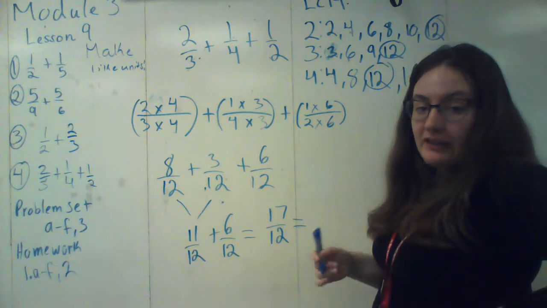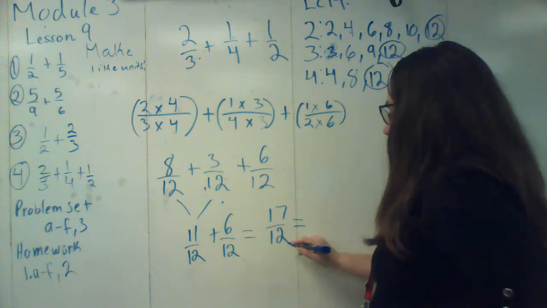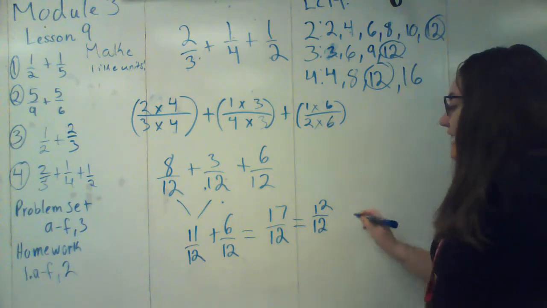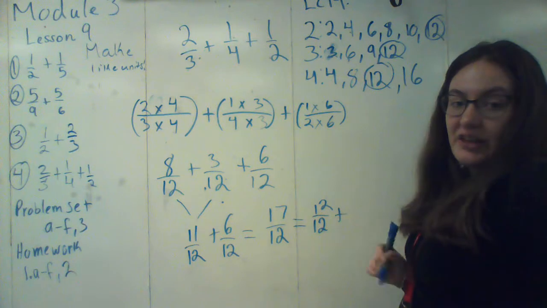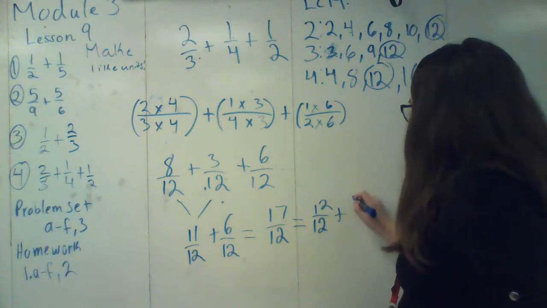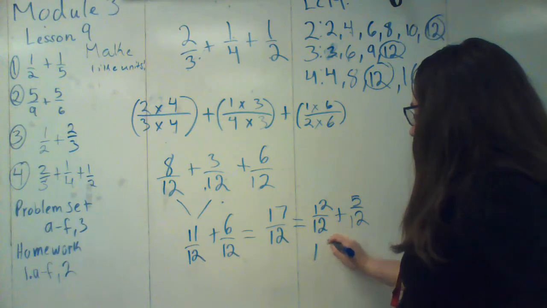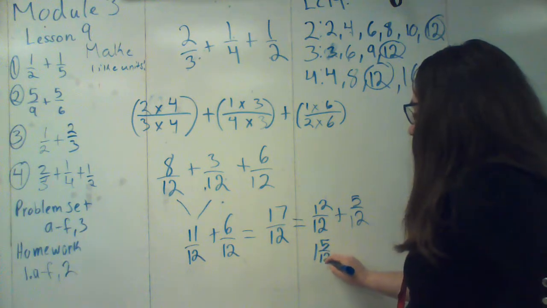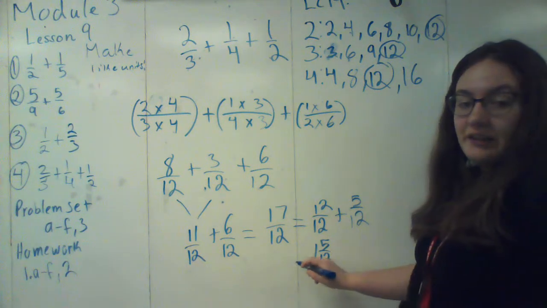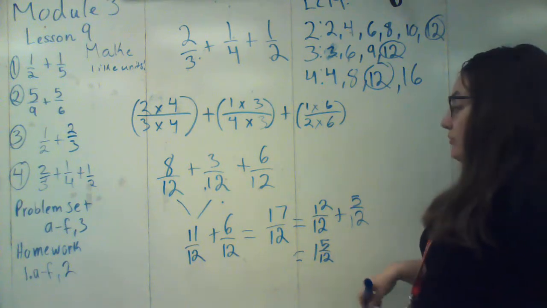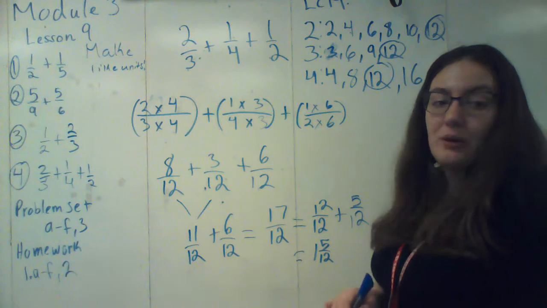I have an improper fraction, so I need to make sure that I change that. So I create a whole out of 12 twelfths, and then I add the remainder. So 17 minus 12 is 5 twelfths. Create my whole, create my 5 twelfths. I don't need to simplify because the greatest common factor between these is only 1, and that would be my final answer for this problem.